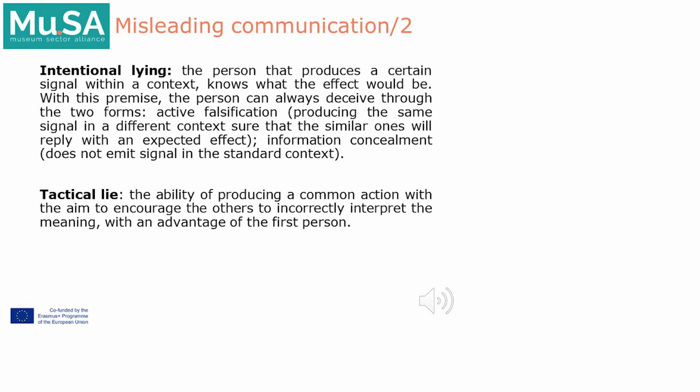Intentional lying. The person that produces a certain signal within a context knows what the effect would be. With this premise, the person can always deceive through the two forms: active falsification, producing the same signal in a different context, sure that the similar ones will reply with expected effect. Information concealment does not emit signal in the standard context.